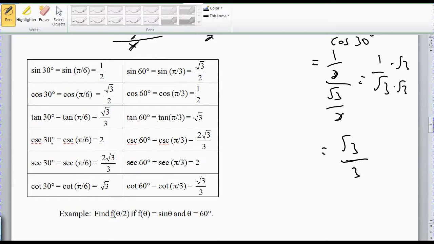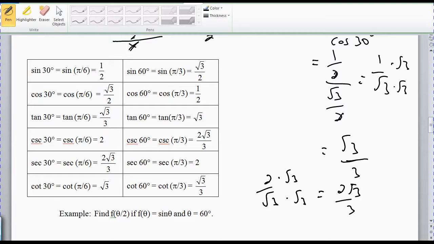Now cosecant of 30 is the same as 1 over sine, and 1 over 1/2 is 2. Secant of 30 is the same as 1 over square root of 3 over 2, which is the same as 2 over square root of 3. And anytime you get 2 over square root of 3, once again you need to rationalize. So we're going to multiply. And we get 2 square root of 3, and square root of 3 times square root of 3 is square root of 9, which is 3, and that's where that comes from.